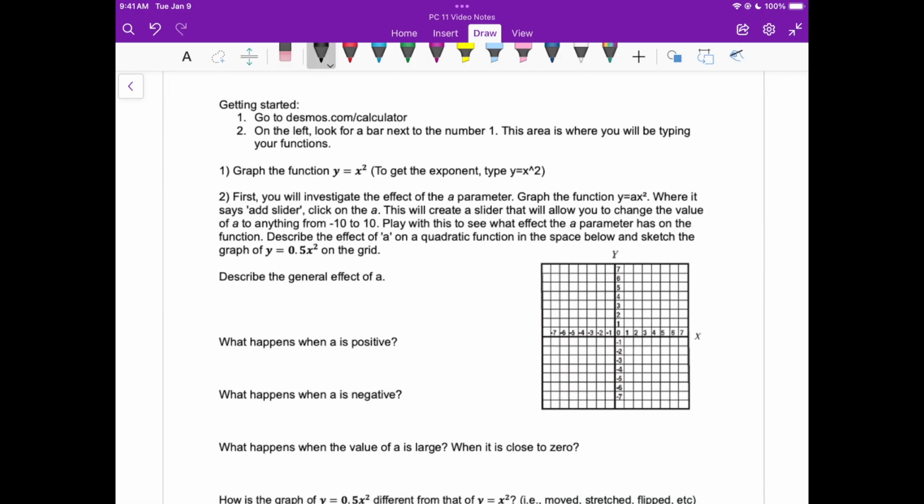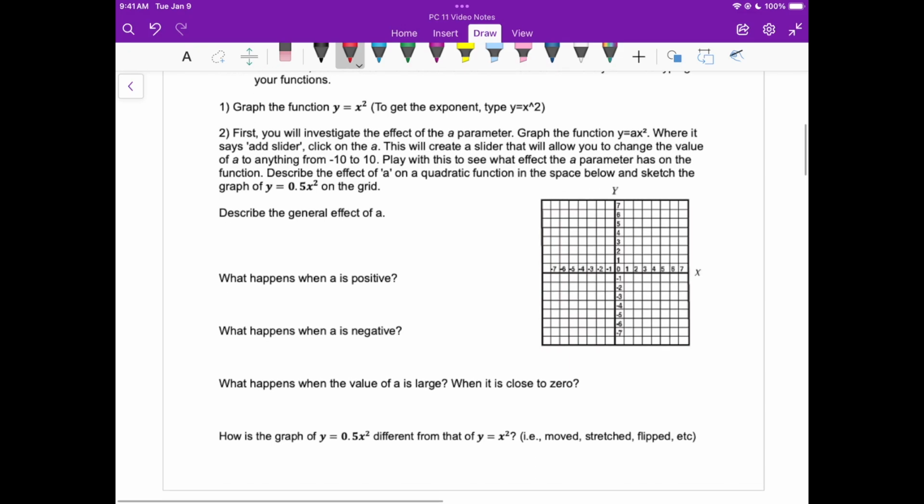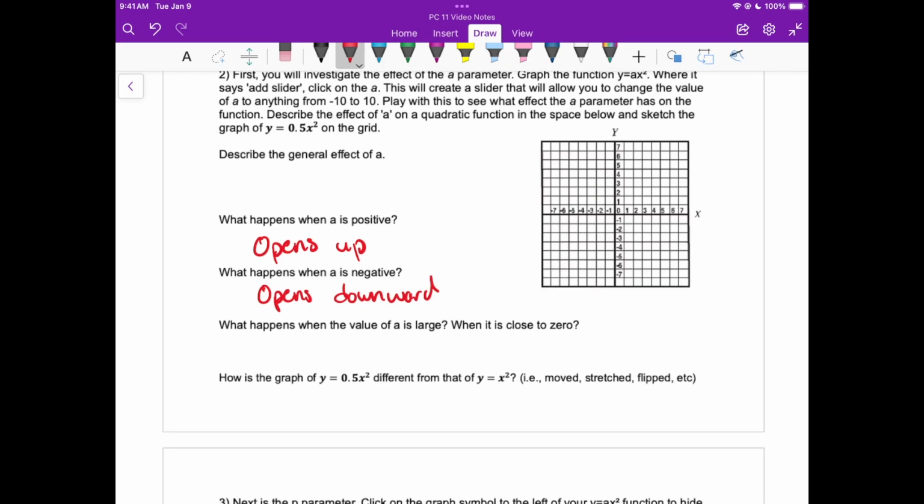well, a does a couple of things. When a is positive, the graph goes upwards. When a is negative, the graph opens downwards. And when a is large or it's close to 0, it changes the width of the parabola. So that's what I'll put up here.